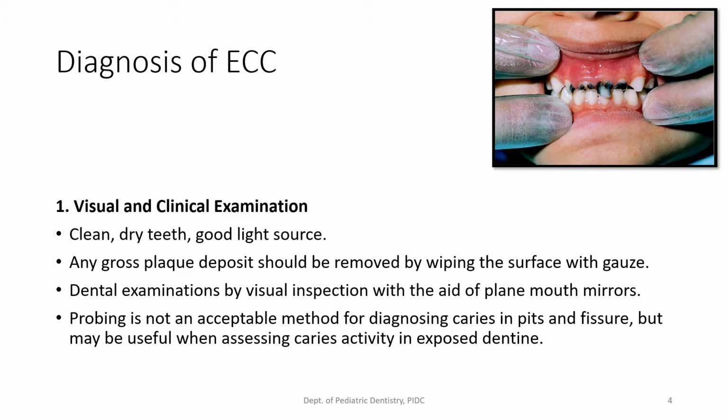To do the diagnosis of early childhood caries, really you need a good set of eyes, right? So the first thing is your visual and clinical examination, and when you are doing that, make sure the teeth are clean, dry, and with a good light source. This is essentially done so that you don't miss out on any incipient caries or early caries or white spot lesions. So we need to make sure the teeth are clean and dry to diagnose white spot lesions. So we make sure that we do that.